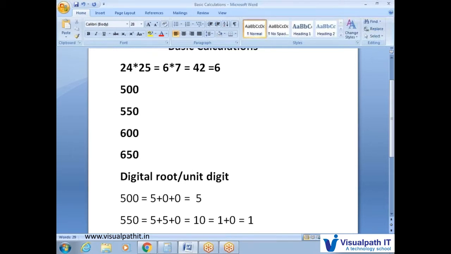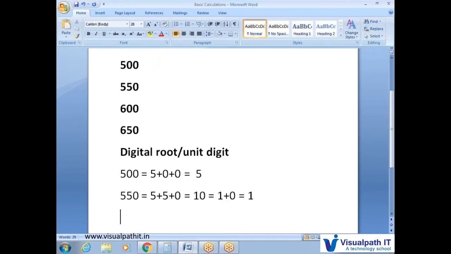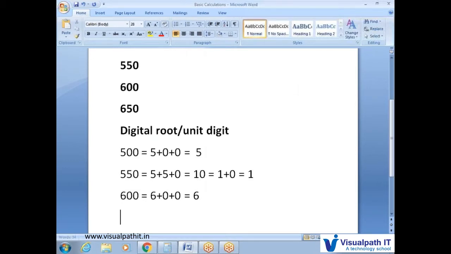So option B is also not satisfied. Option C is 600, also a three digit number. Converting into a single digit, 6 plus 0 plus 0 is 6. 6 equals 6, so LHS is equal to RHS. So option C is satisfied. Let's take the last option also.